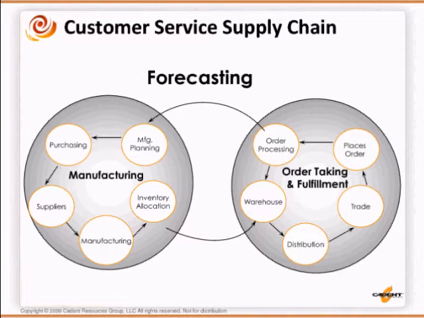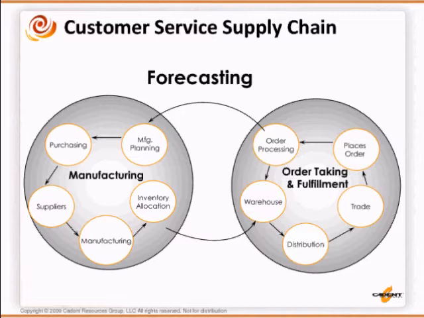We take orders from the trade. The trade in consumer packaged goods is the Walmarts and Carrefours of the world. They place the orders, we process the orders, the orders are released to the warehouse through distribution and finally sent back to the customers so they can stock them on their shelves and consumers can come in and buy them.